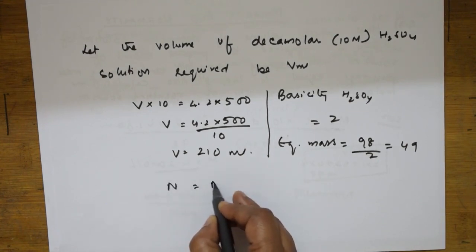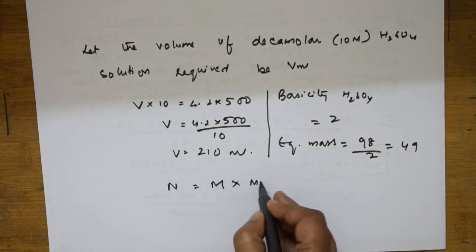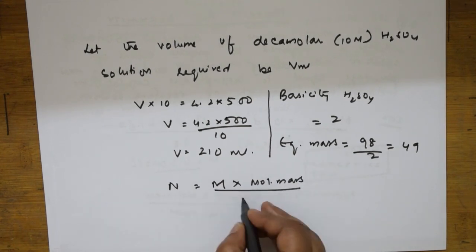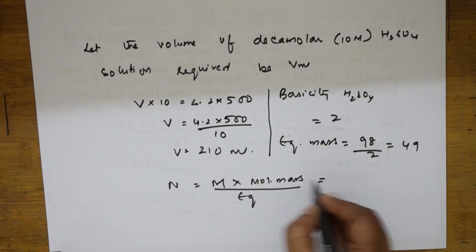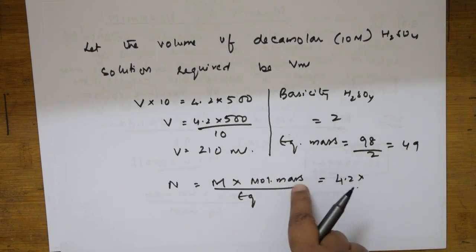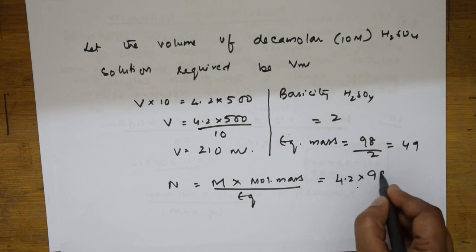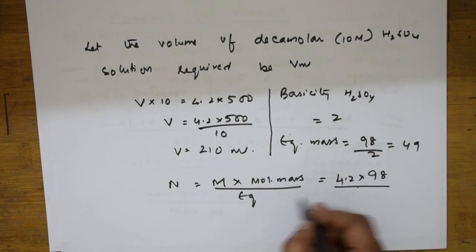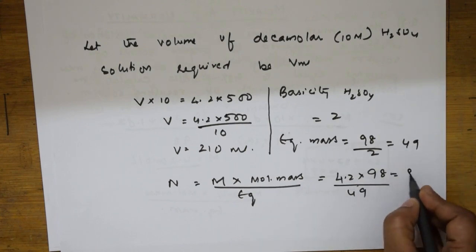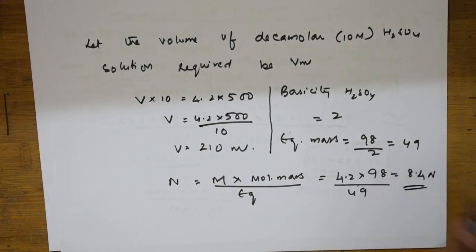Normality is equal to molarity into molar mass divided by equivalent mass. Now what is molarity? I got 4.2. What is the molar mass of sulfuric acid? 98. What is the equivalent weight? Which I got 49. So when I calculate, I get an answer of 8.4 normality. This is how you're going to do the sum.